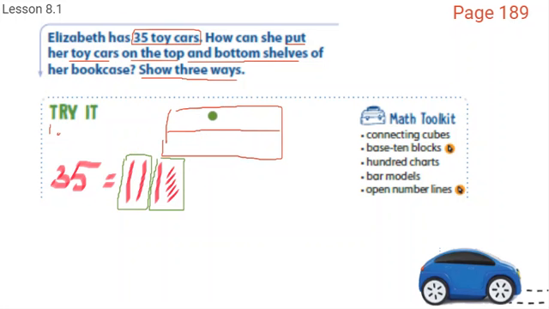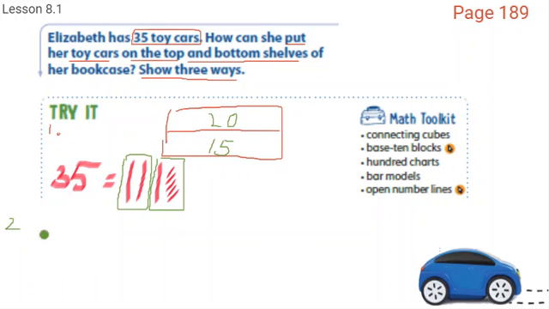I have 2 10s, which is equal to 20. And then I have 1 10, and then 5 1s. So it's 1 10, 11, 12, 13, 14, 15. I just counted up those ones, so there's 15. So that's one way. Let's look at number 2.